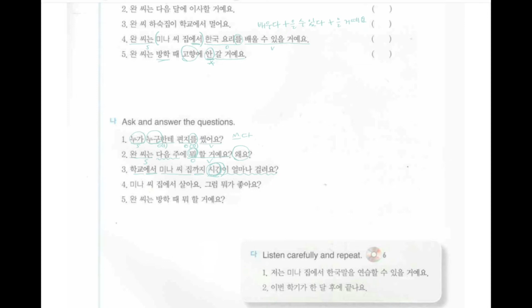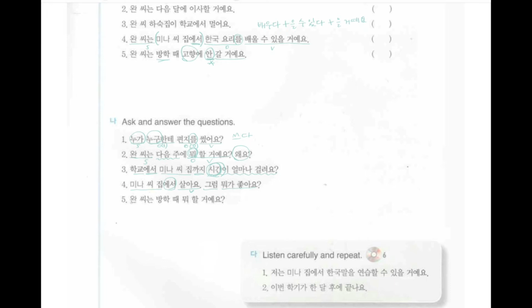Number 4. 미나 씨 집에서 살아요. 그럼 뭐가 좋아요? 자, there's no subject in this sentence, isn't it? 자, 살아요 is a verb. You live at Mina's house. Then, what is good? What are the advantages of living in Mina's house?